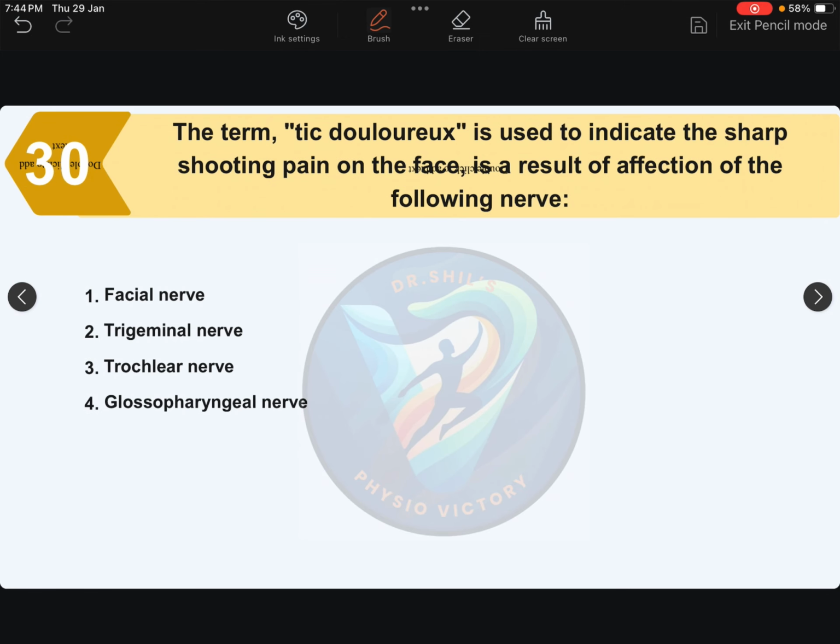Next, come to question number 30. The term tic douloureux is used to indicate the sharp shooting pain on the face as a result of affecting of the following nerve. Option 1, facial nerve. Option 2, trigeminal nerve. Option 3, trochlear nerve. And option 4, glossopharyngeal nerve. Here, the correct answer is option 2, trigeminal nerve.